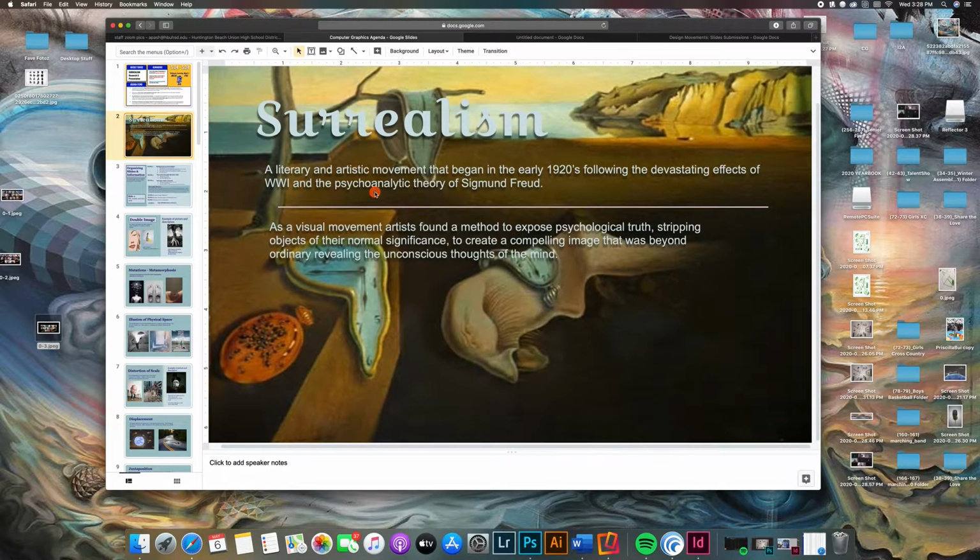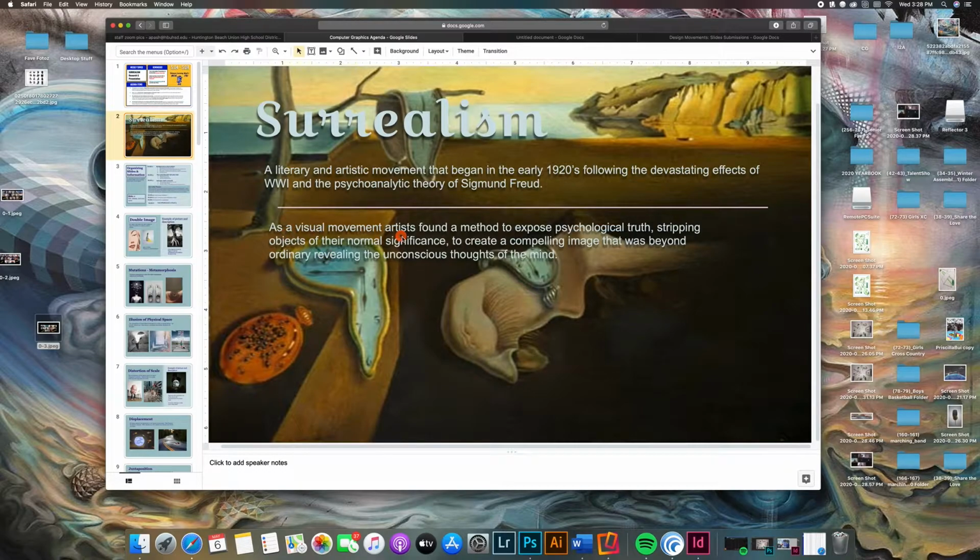Okay, so Surrealism was a literary and artistic movement, not just art. It began in the early 1920s. Maybe you guys can figure out kind of when that ended. This was following the devastating effects of World War I and the psychoanalytical theory of Sigmund Freud. So that's a good jumping off point. Why those two, that one event and that one person, how were those connected to surrealism? Maybe if you can find just a little bit of information on that, that'd be awesome.